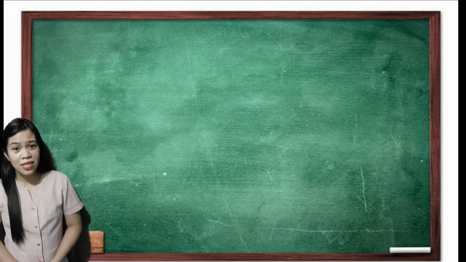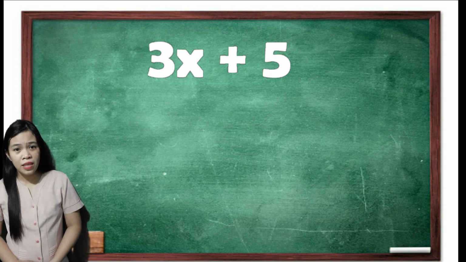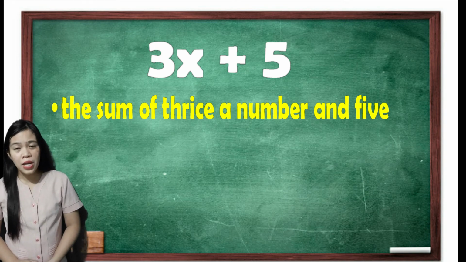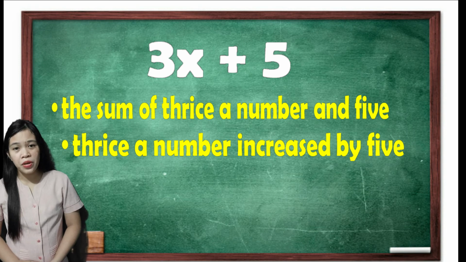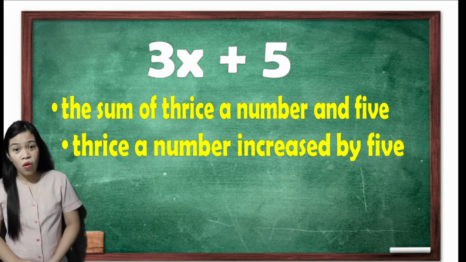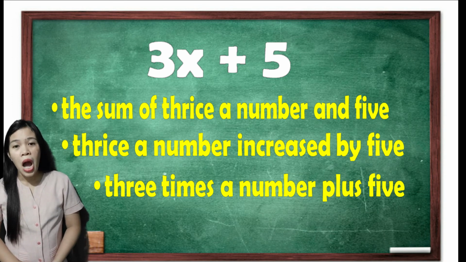Let us write the next example. How will you translate this into an English phrase? We can say the sum of thrice a number and 5, or thrice a number increase by 5, or 3 times a number plus 5.